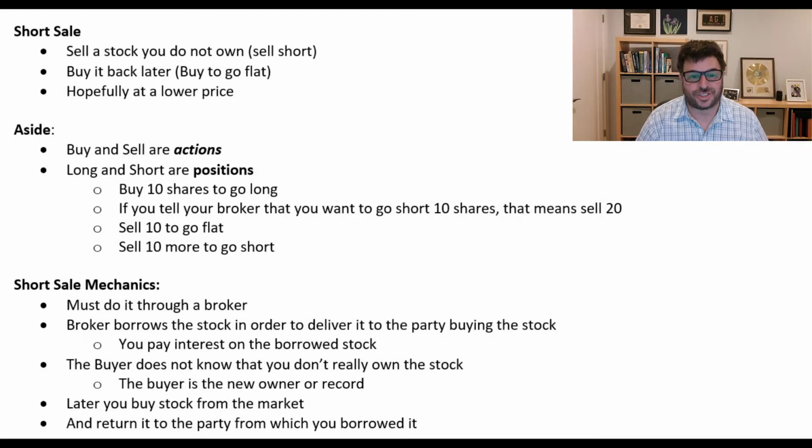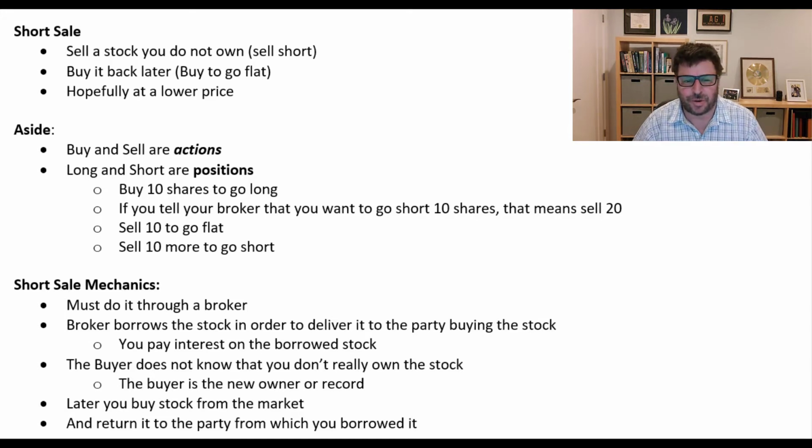Now we're going to look at short sales. This is when you sell a stock that you do not own, and the term is to sell short. You buy it back later in order to profit by hopefully buying it back at a lower price. So here you are hoping to sell high and then buy low.